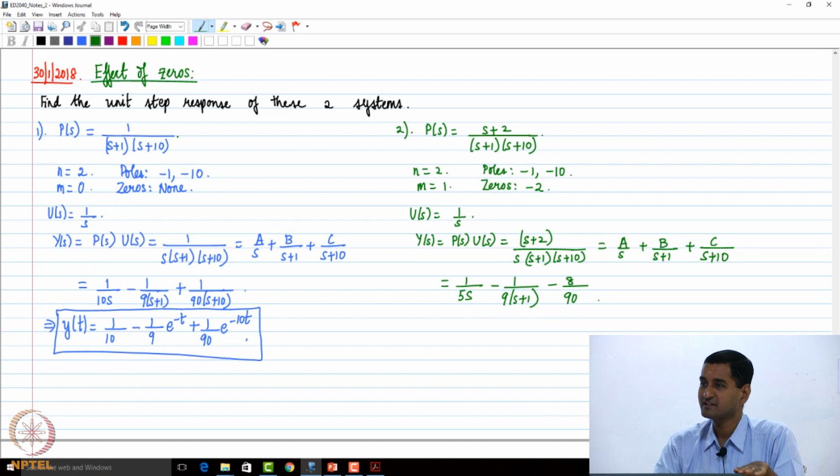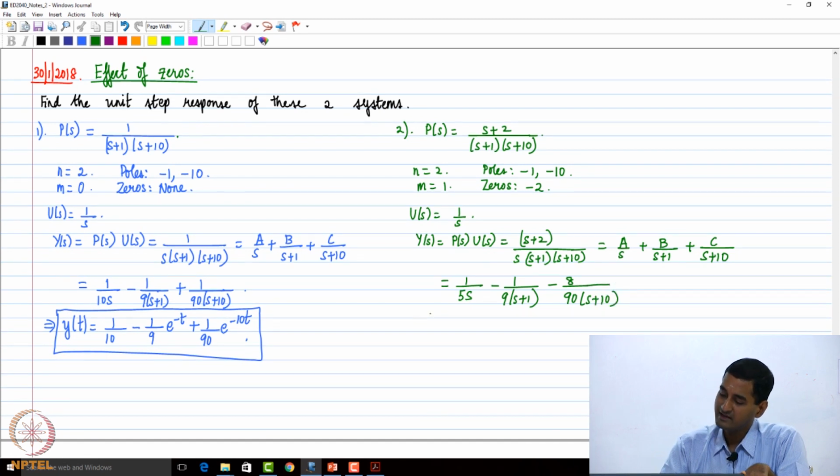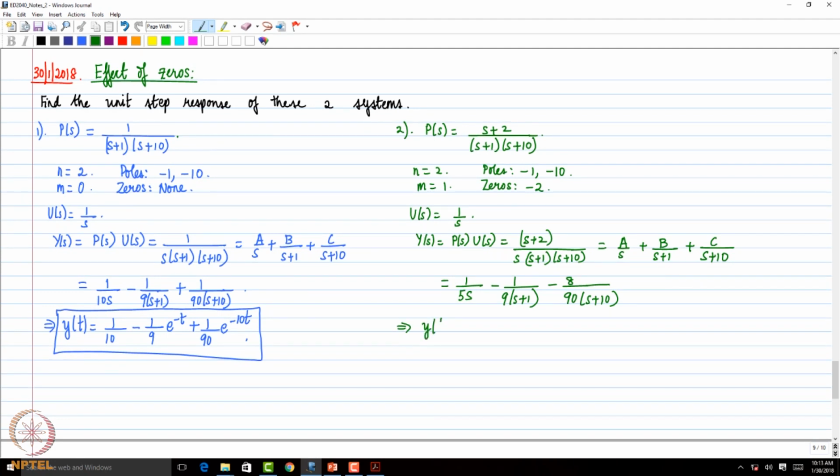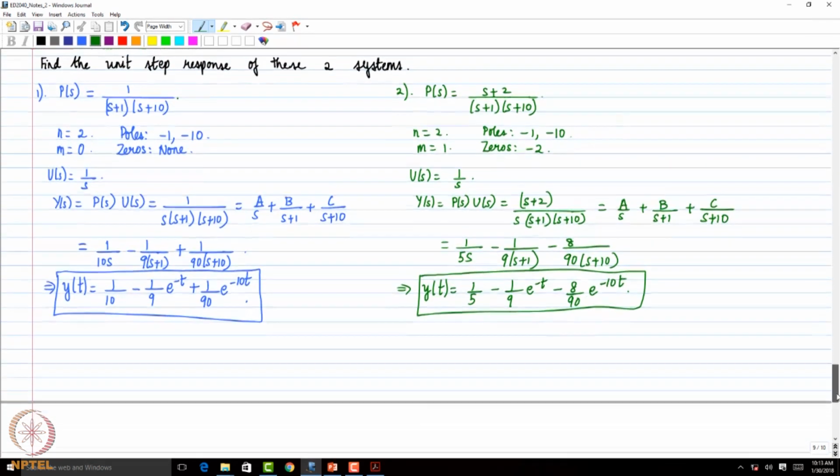So 4 by 45 I am just writing as 8 by 90. We are going to have minus 10, minus 9, 90, and then minus 18 in the numerator. So I can write it as minus 8 by 90. So this is what we have, which implies that y of t is going to be equal to 1 by 5 minus 1 by 9 e power minus t minus 8 by 9 e power minus 10t. That's going to be the solution in this particular case.